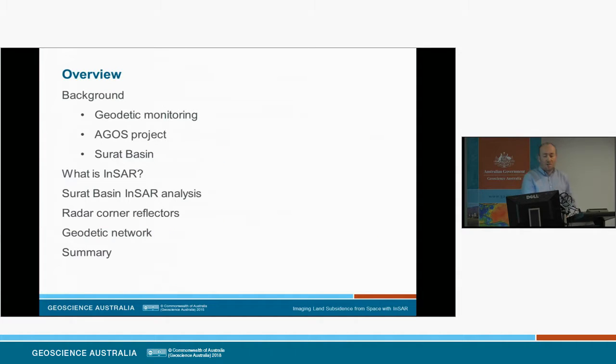So here's a quick overview. I'll give you a bit of background. I'll talk about the geology, the AGOS project and the Surat Basin. I'll then tell you about what is InSAR, and then I'll give you a bit of detail on the InSAR analysis work we've been doing in the Surat Basin. I'll then talk about radar corner reflectors and how we can use this infrastructure to assist us with the InSAR analysis. And then I'll describe the new geodetic network that we've deployed in Queensland.